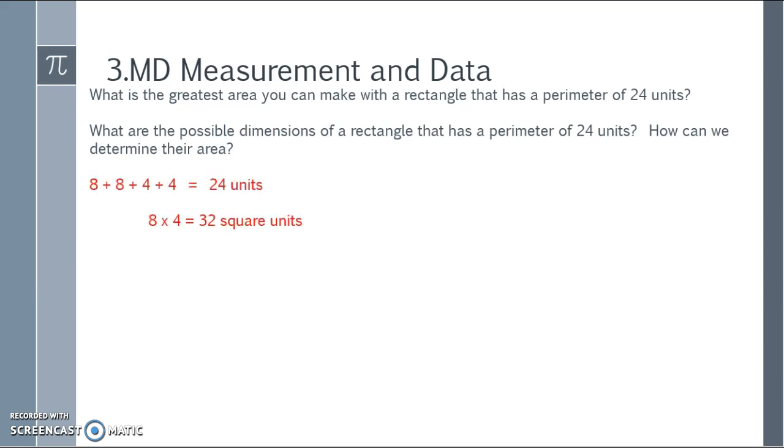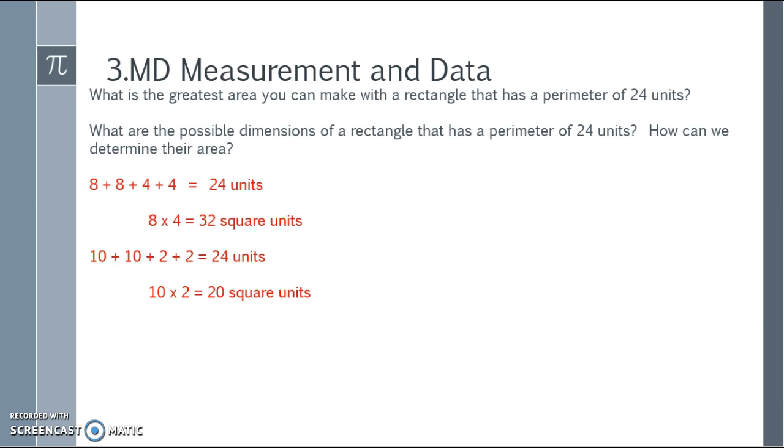One possibility would be 8 plus 8 plus 4 plus 4 to get 24 units for our perimeter, and the area would be 8 by 4, so 32 square units. We could also do a 10 by 2, so 10 plus 10 plus 2 plus 2 is 24 units for our perimeter, and our area would be 10 by 2, which is 20 square units.